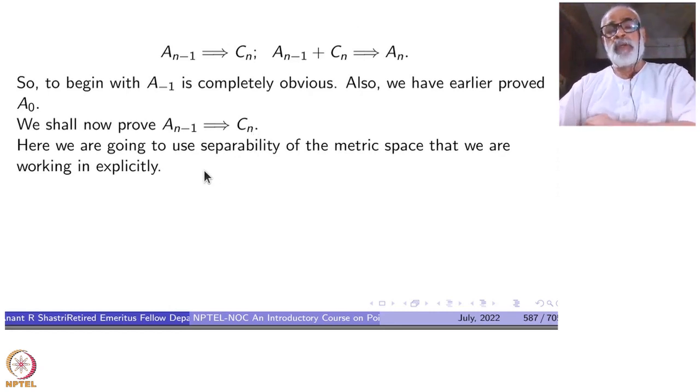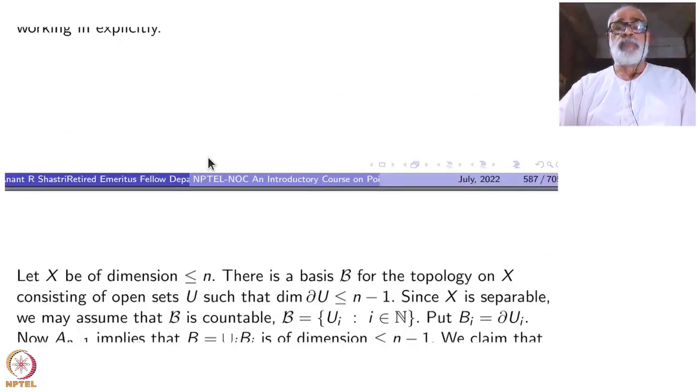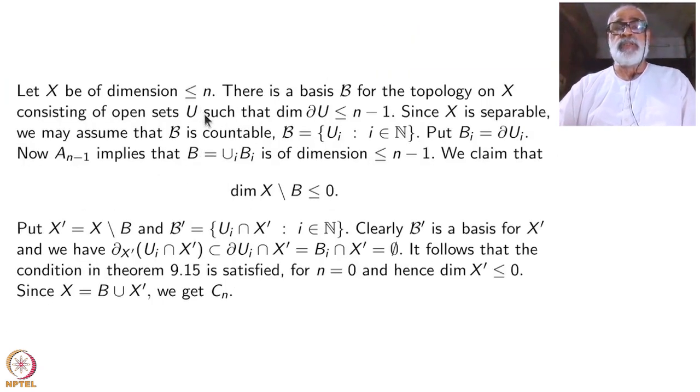Here we are going to use the separability of the metric space that we are working in explicitly. Let X be of dimension less than or equal to n. That means there is a basis B for the topology of X consisting of open sets U such that the dimension of the boundary of U is less than or equal to n minus 1 for all U in B. Since X is separable, we may assume that B is countable. So this is the role of separability here. So I am just enumerating B as U_i, i belonging to N. Now put B_i equal to the boundary of U_i. All of them have dimension less than or equal to n minus 1 by the construction here.